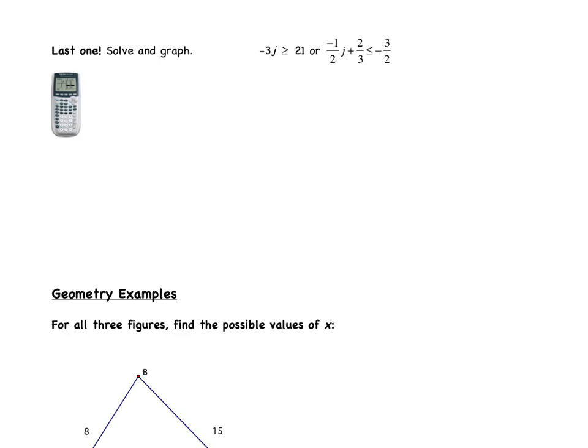Okay, let's see how we did. The first inequality to solve should have been easy. Divide by -3. You get j is less than or equal to -7. Hopefully you remember to flip that inequality.